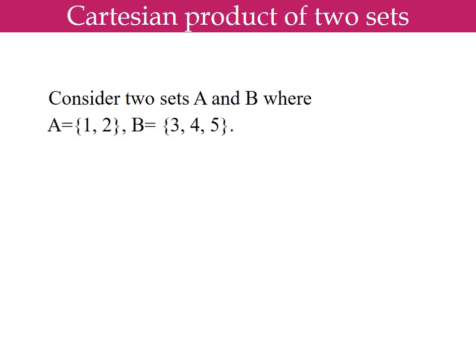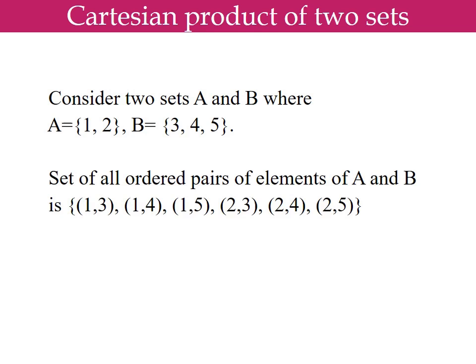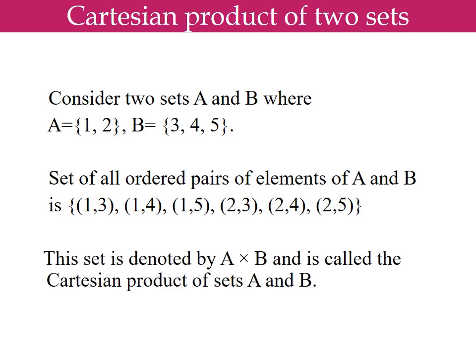Cartesian product of two sets. Consider two sets A and B, where A having the elements 1, 2, B is 3, 4, 5. How to write the Cartesian product? So take 1, along with 1, take remaining all elements from B: 1, 3, 1, 4, 1, 5. Similarly, 2, 3, 2, 4, 2, 5. This is the way to write the Cartesian product of two sets. It's very, very important. We are going to use it in our second chapter also. So it is indicated by A cross B, right?